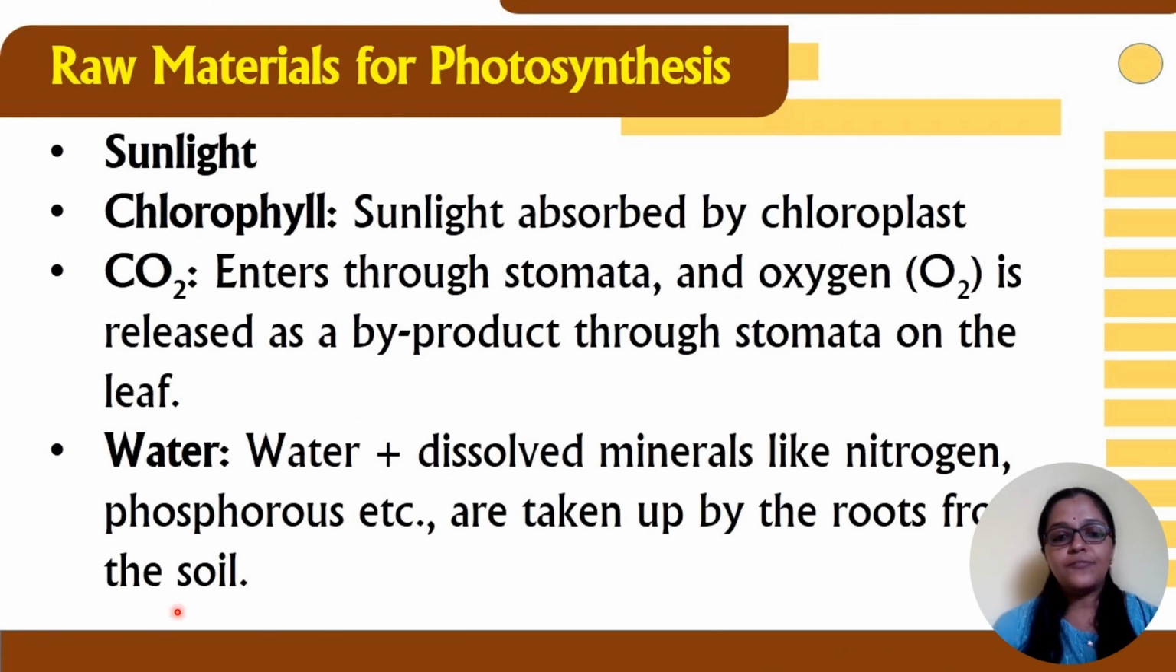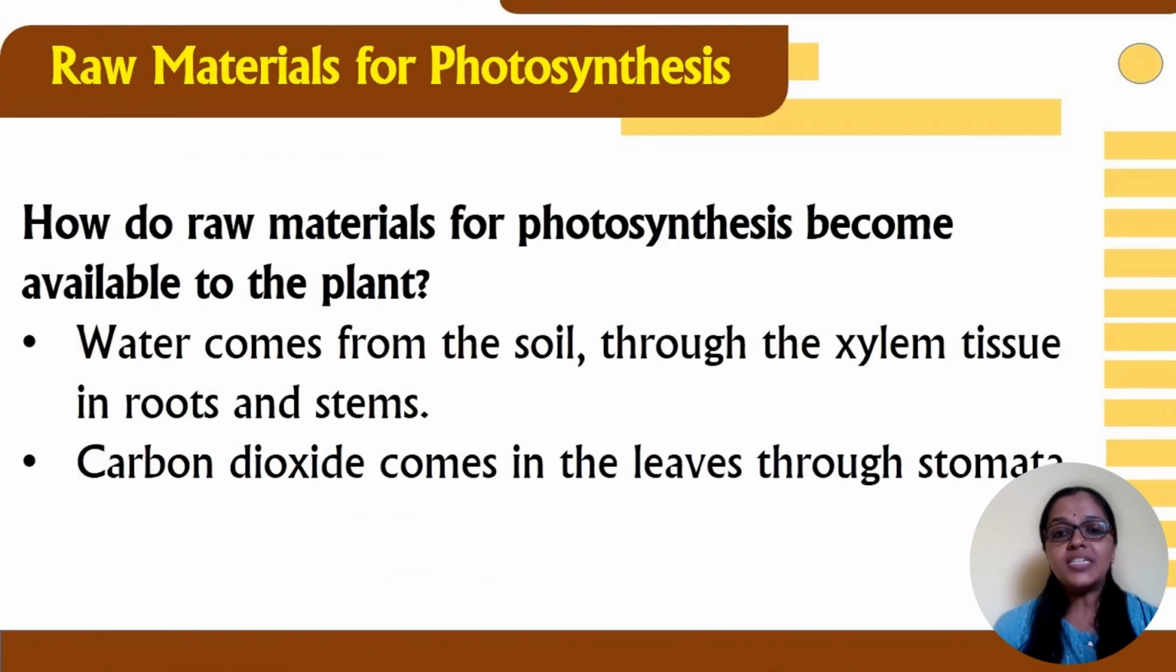Now, what are the different kinds of raw materials? They have given here again sunlight, chlorophyll, carbon dioxide, and water. These are the raw materials. How do raw materials for photosynthesis become available to plants? Water comes from the soil with the help of a tissue called xylem tissue. The xylem tissue is very important, present in the roots and the stem, which helps in conduction of water and minerals. Carbon dioxide comes into the leaves through stomata.